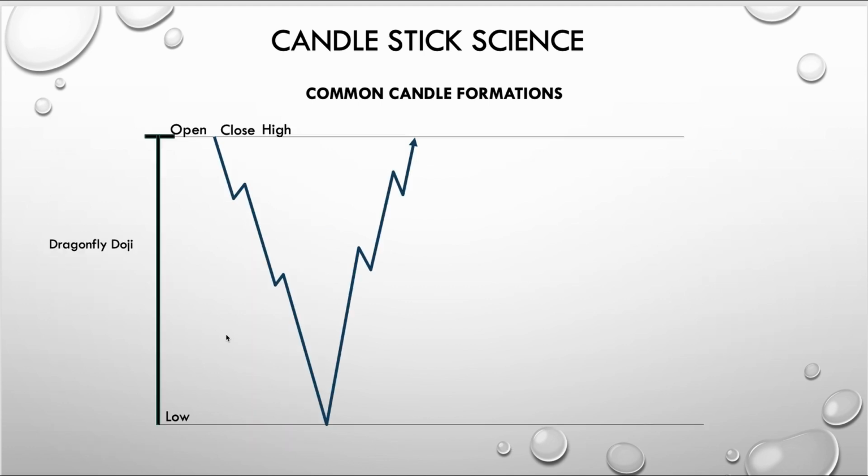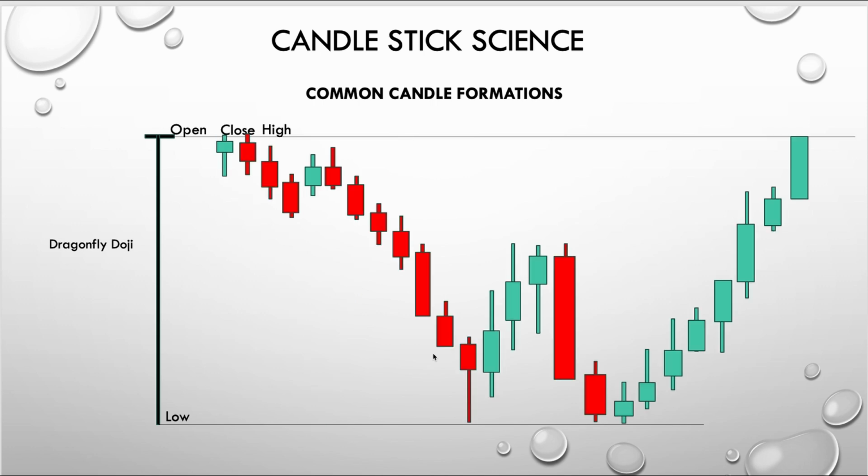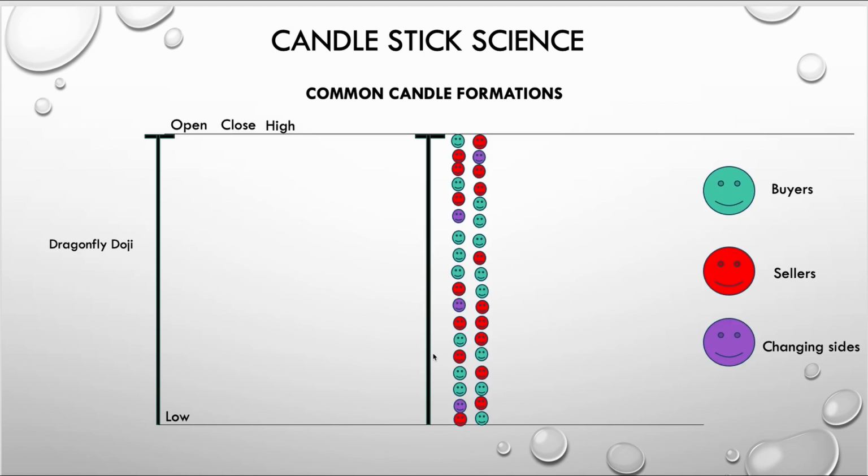This one is called a dragonfly doji. Its internal structure is like this. It opens at the high, comes down to create a low, and closes at the same place. So its internal structure may look like this. We have people selling off, and then buyers rejecting the low price and pushing the price back up close to its open. This is a dragonfly doji. This is how its internal structure looks.